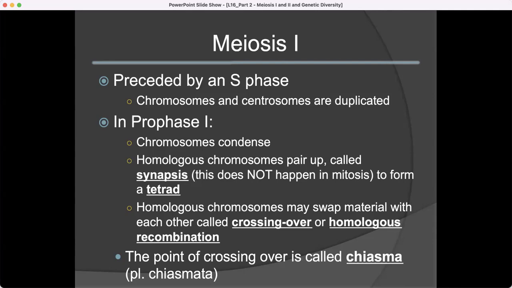The point of crossing over or attachment between these chromatids can be called the chiasma. You can have more than one chiasma occurring in a tetrad. So this can exchange a variety of genes between parental and maternal originating genes.